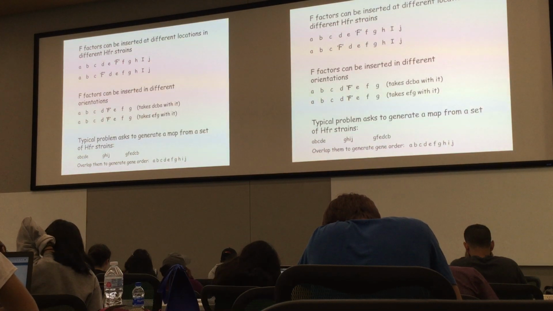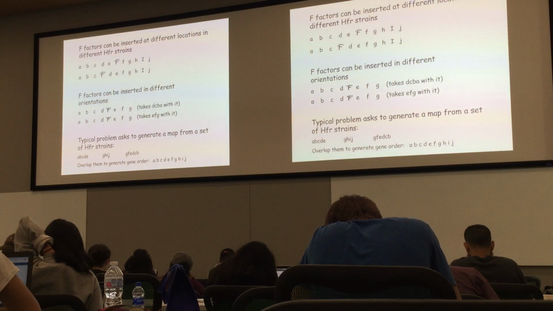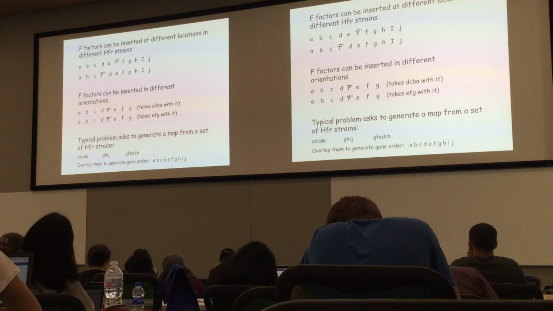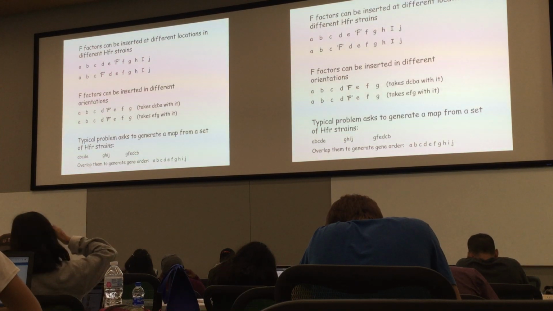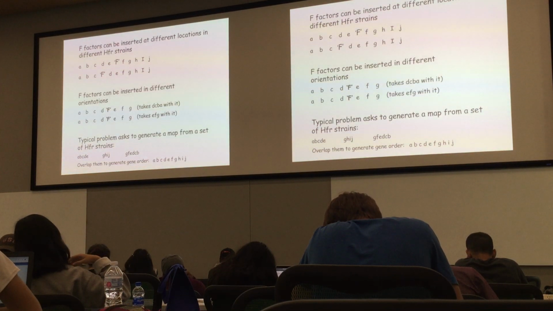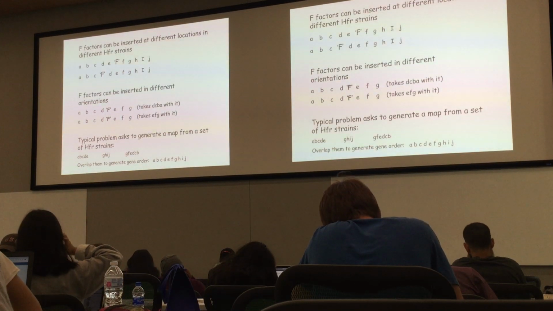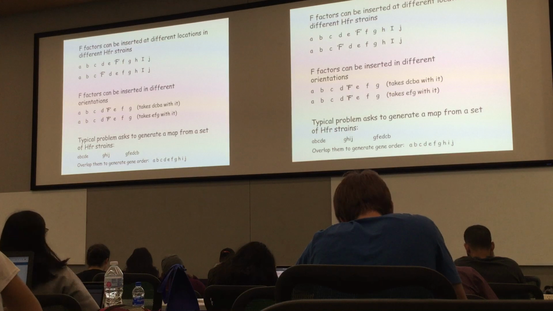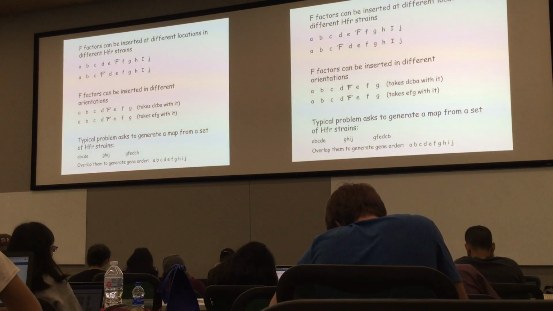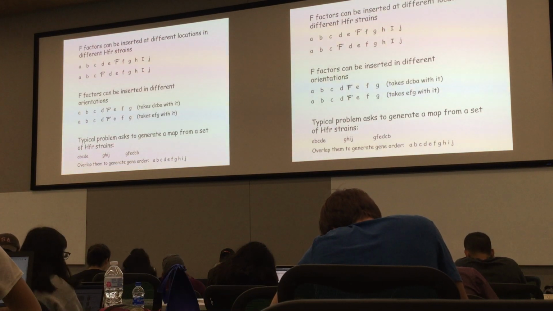So, you get A, B, C, B, C, D, can I do the alphabet, C, D, E, you overlap everything and you get A, B, C, D, E. That's the idea. Only they'll shuffle them up so it's not A, B, C, D, E, F, G. That's kind of what you're supposed to do with a set of Hfr strain marker transfer experiments.